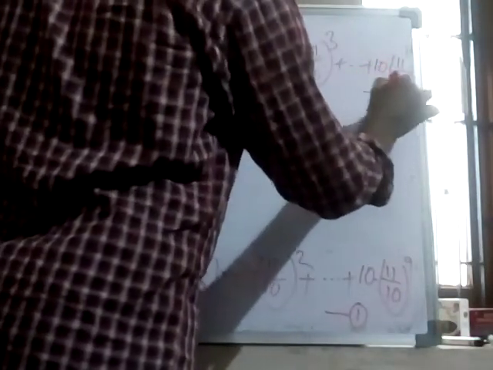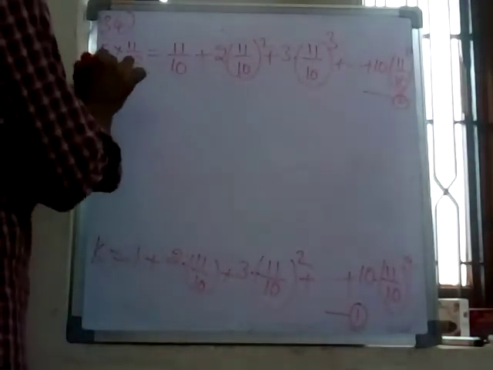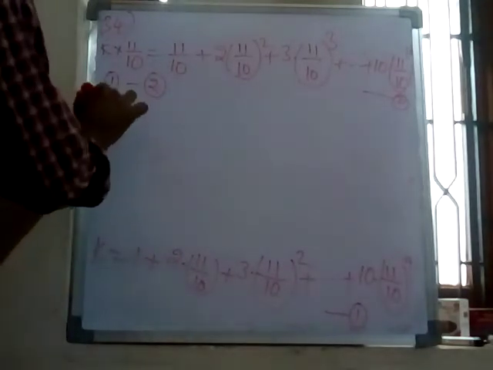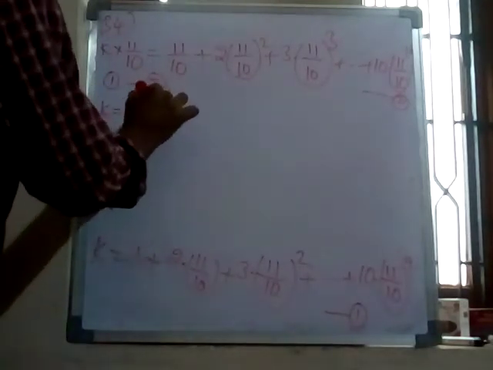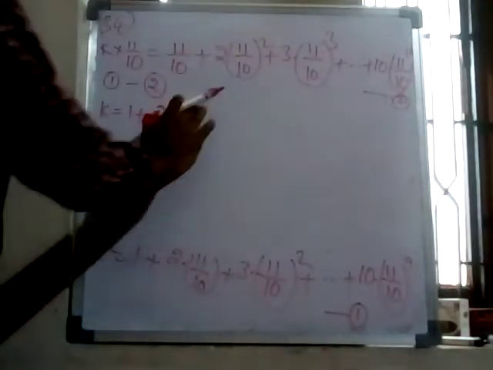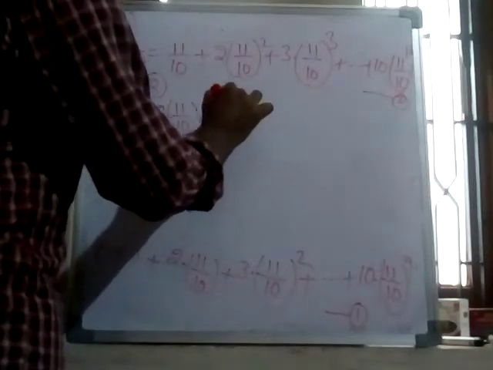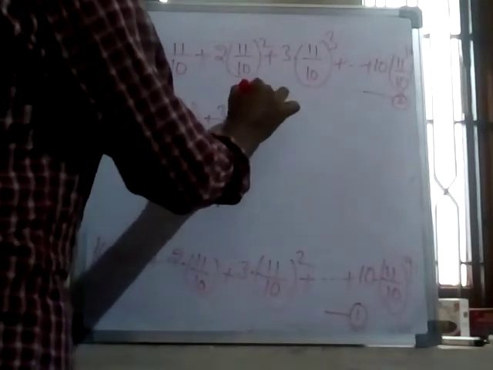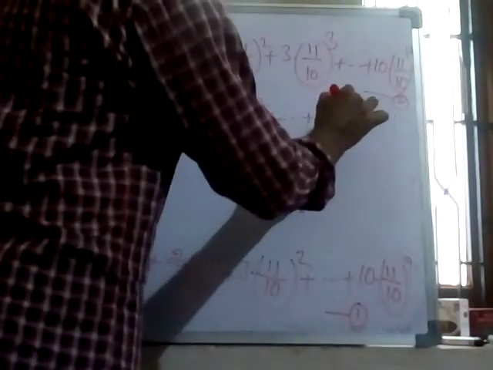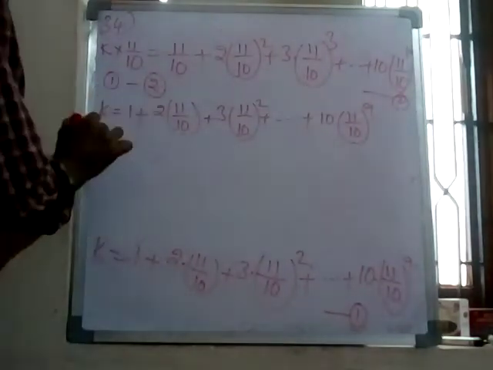So this is taken as the second one. Okay, this is the second equation. Now, first equation minus second equation. What is the first equation? K is equal to 1 plus 2 into (11 by 10) whole square, plus 3 into (11 by 10) whole square, plus, last one, 10 into (11 by 10) whole to the power of 9. Okay. What is the second one?